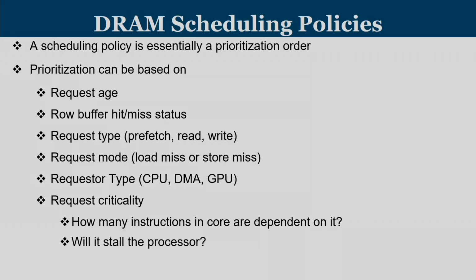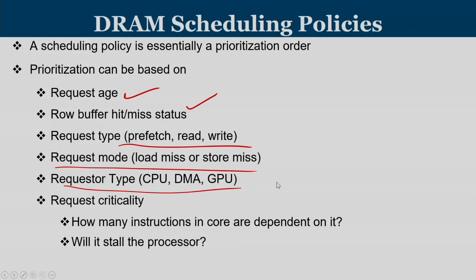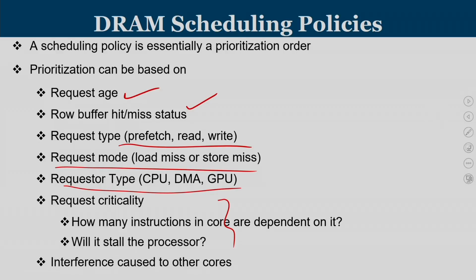Since you work in multi-core processors, many caches are there. From the caches, there is a possibility that multiple requests will come to the DRAM controller. Once you get multiple requests coming to the DRAM controller, how are you going to pick them? This picking can be based upon age, row buffer hit or miss status, whether it's a prefetch operation or a read or write operation, whether it's a load or a store miss, or who is giving the request. Let's say it's a CPU, DMA or GPU, and the criticality of the request. Sometimes the interference caused by these requests is also considered in order to take the final call.